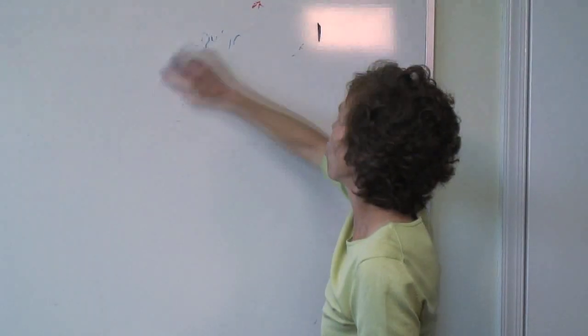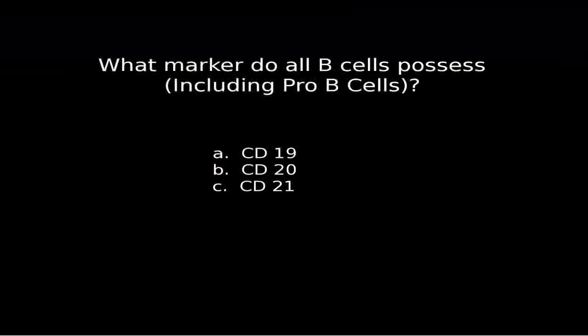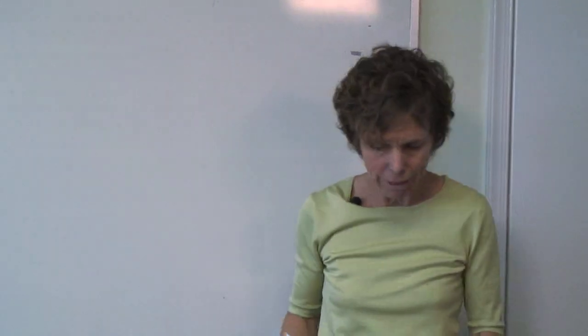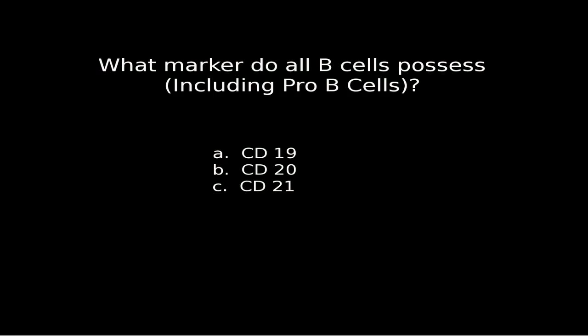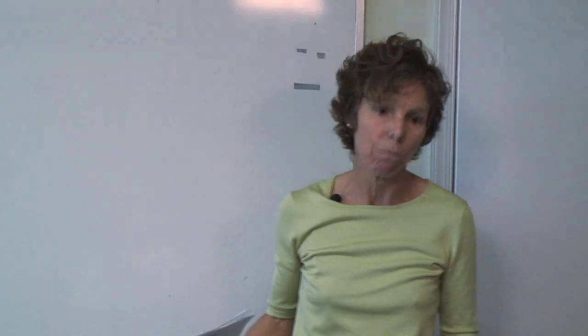So let's go through some questions on B and T cells. The first question is, what marker do all B cells possess? This is kind of a tricky question because it's saying all. So we're talking about all the B cells: pro-B cells, pre-B cells, mature, immature, etc. So the only one that answers that correctly is CD19, which is A. Of course, CD20 doesn't show up until the pre-B cell stage, as you recall. So that's why A is correct.